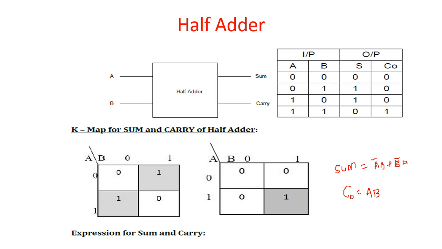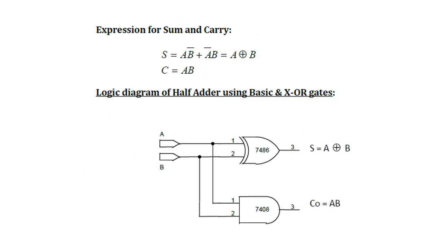So after simplification of the K-map, sum equal to A bar B plus B bar A. So this is nothing but XOR gate. Now we'll see the expression for the sum and carry: AB bar plus A bar B, that is A XOR B. And the carry is C equal to AB.